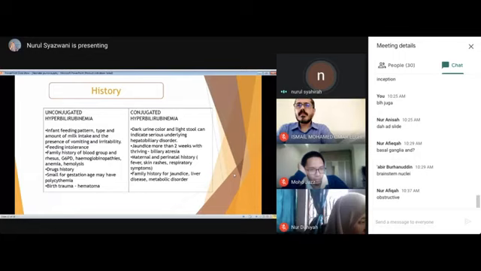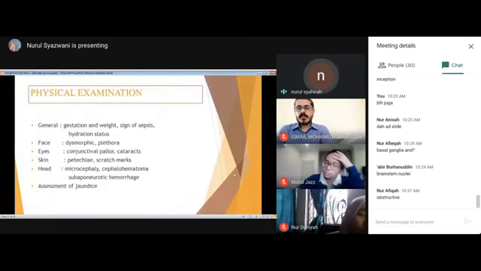Okay, next we move to the physical examination. So for the general, we must look for the gestational weight, if there's any sign of sepsis, and also the hydration status of the baby. And then we look at the face, if there's dysmorphism, and for the eyes, we look if there's any conjunctival pallor. So if the patient has a beaked nose and large ears and micrognathia, what would you think?